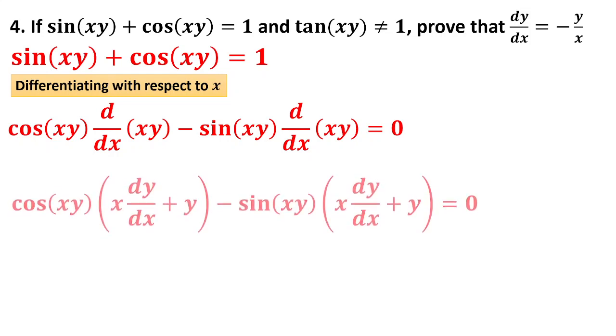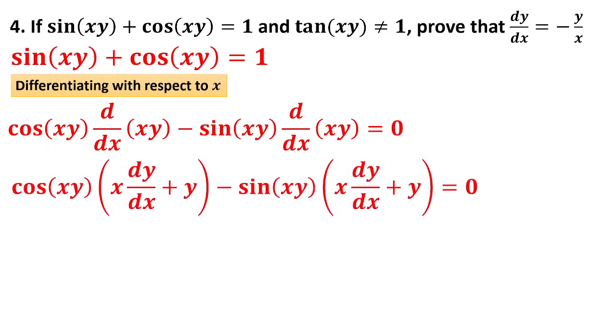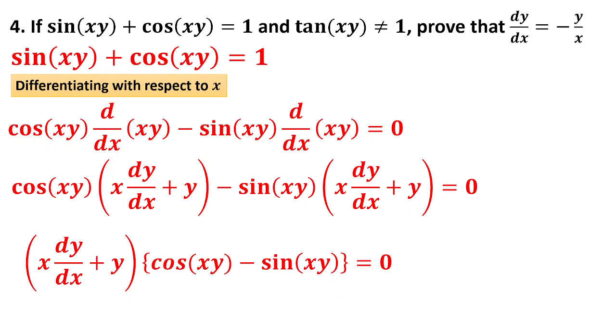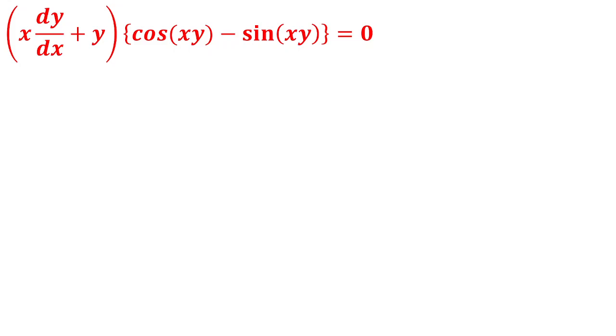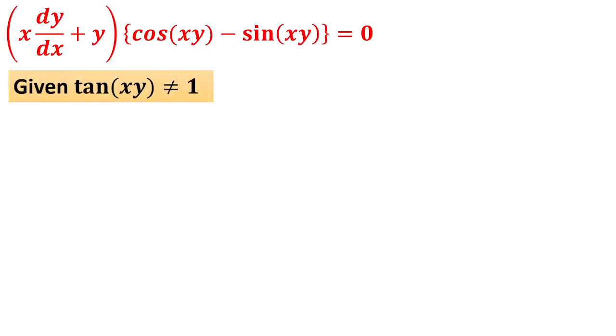How to do differentiation of xy? Use uv form. x into differentiation of y plus y into differentiation of x in both the places. Now I can take it outside because x dy by dx plus y is common. I am taking it out. Therefore, I got it now. Now product of two terms is 0. Therefore, one of them is 0 or both of them are 0. But here in the question it is given that tan xy is not equal to 1. Therefore, sin xy by cos xy is not equal to 1.